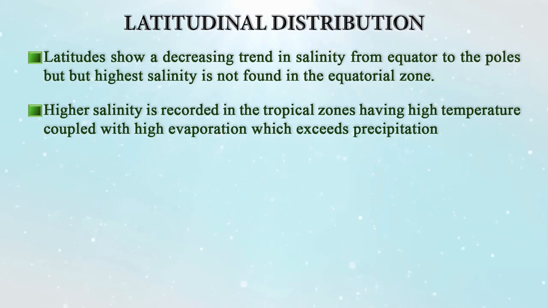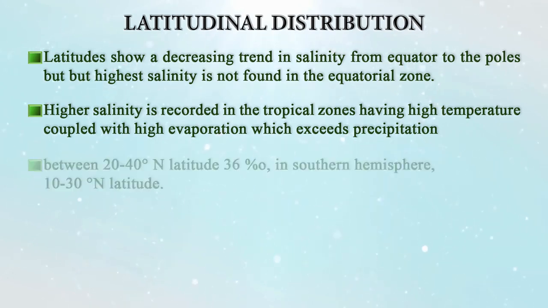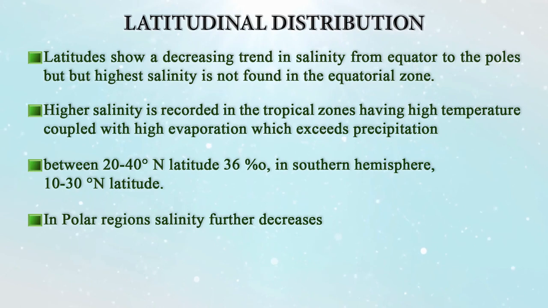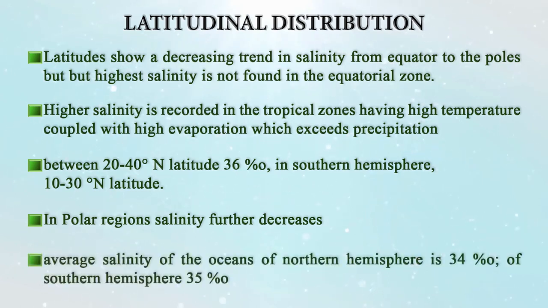So, when we see the latitudinal distribution between 20 to 40 degree latitudes in the northern hemisphere, salinity reaches about 36 per thousand. In polar regions, there is a further decrease in salinity just because of the precipitation in the form of snowfall, which increases the amount of fresh water content in the ocean. So, salinity is decreased. Average salinity of the oceans of the northern hemisphere is 34 per thousand and of the southern hemisphere is 35 per thousand.